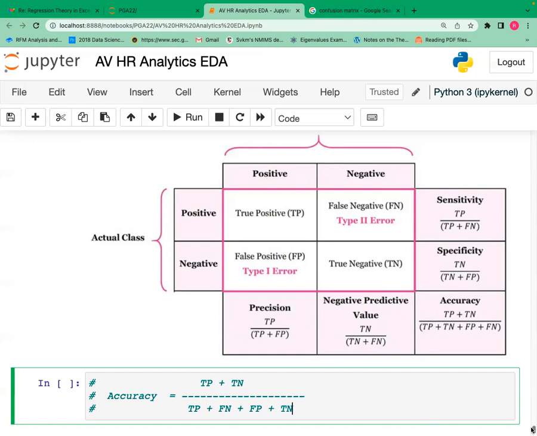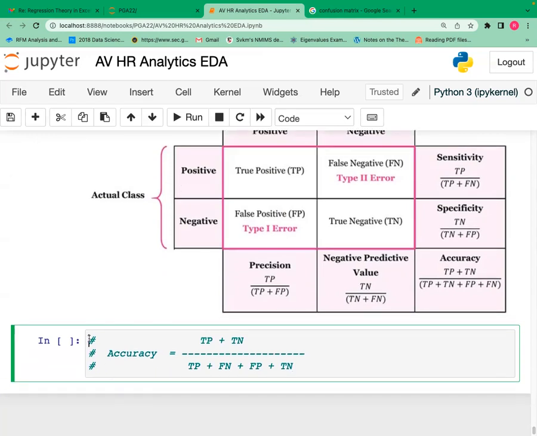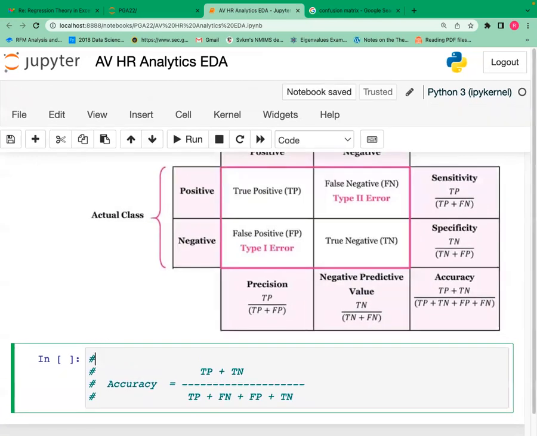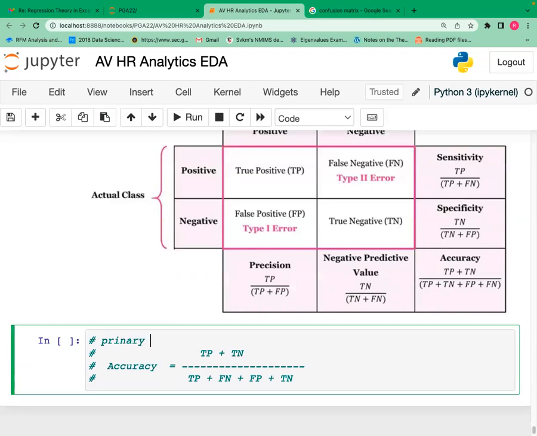The primary metric for all classification problems is accuracy, like R square is the primary metric for all regression problems. Here it is accuracy for all classification problems. The primary metric for regression problems is R square. Here the primary metric is accuracy.